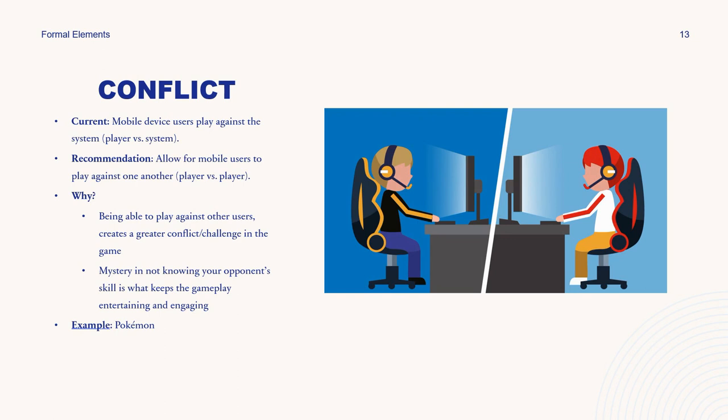So just to give an example of what I'm talking about, Pokemon. Pokemon is a mobile game, Pokemon Go. With Pokemon, yes, you can play against the system, but it gives you the opportunity to find other players wherever and fight against them, and you really don't know the level of Pokemon they have, the level of skill they have, and so it's always a different challenge. So the mystery in not knowing is really the fascinating piece of this. So I would like to, again, improve the conflict.